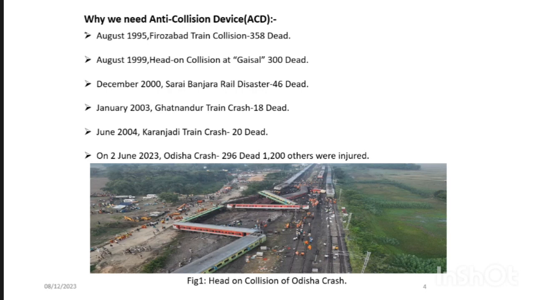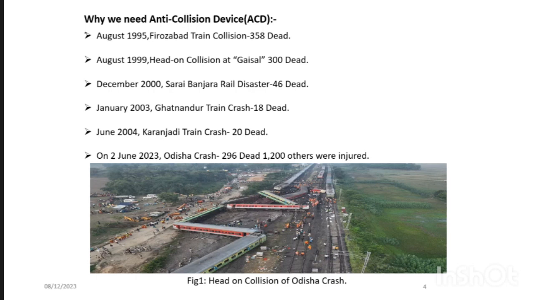In August 1995, the Firozabad train collision, 358 people died. In August 1999, a head-on collision at Gaisal, 300 people died. In December 2000, the Sarai Banjara rail disaster, 46 people died. In January 2003, the Ganganadur train crash, 18 people died. In June 2004, the Karanjadi train crash, 20 people died. In June 2023, the Odisha train crash, 26 people died with 200 other people injured.